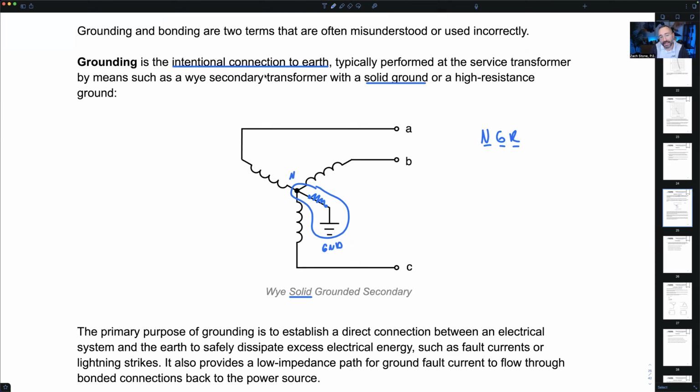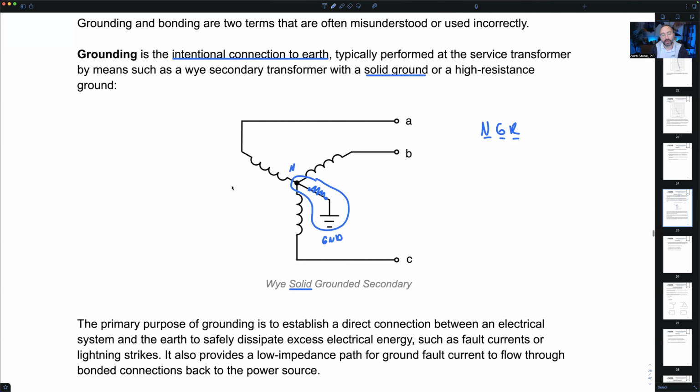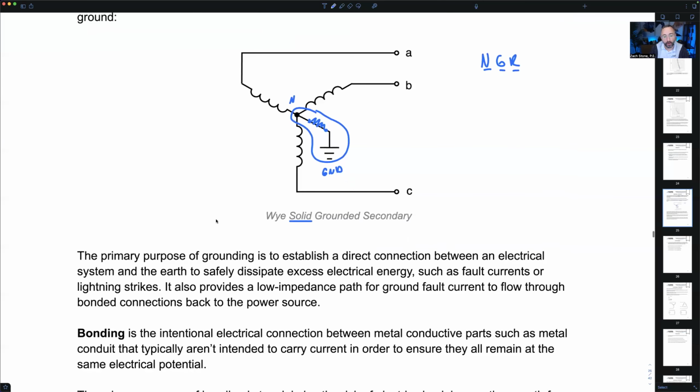Why do we want to create this intentional connection to Earth at the service transformer? The main purpose is we want to be able to safely dissipate excess electrical energy. So when we have fault currents, ground faults, or lightning strikes that induce really large, high frequency voltage transients and current spikes, when our transformer secondary is grounded, it provides a place for these disturbances to go. It's kind of like a heat sink, sort of.